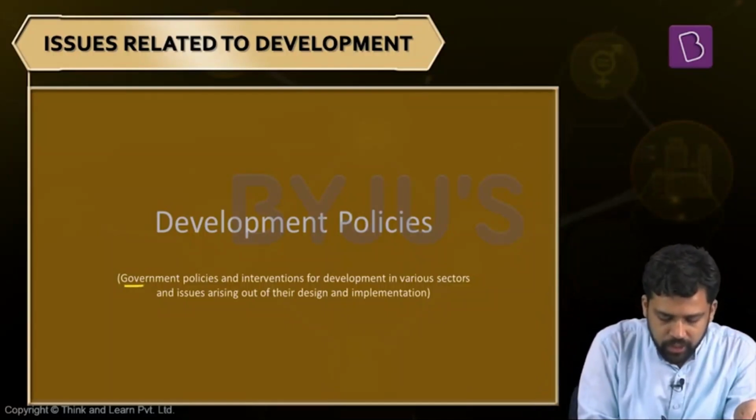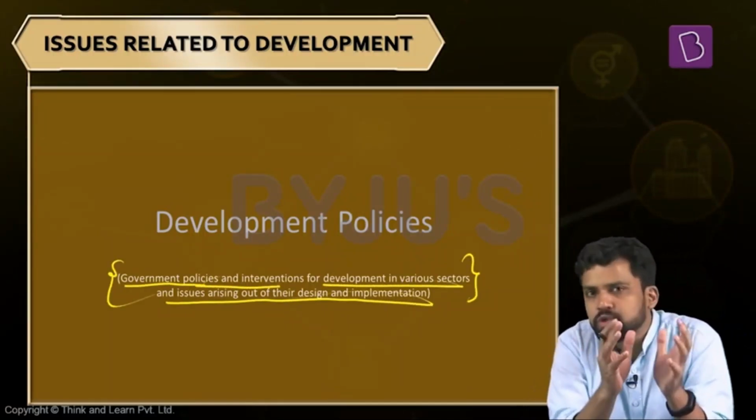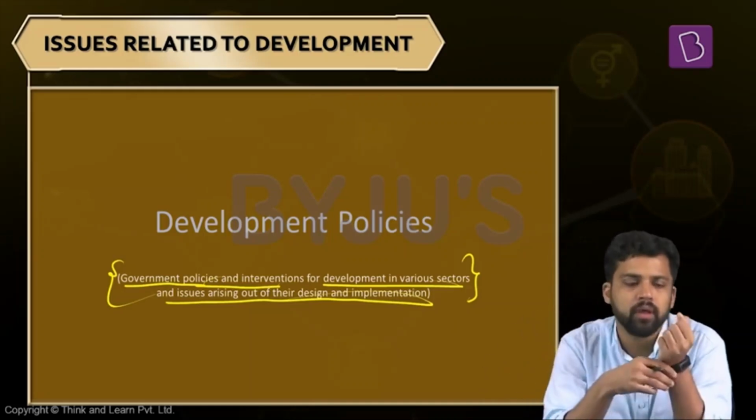GS paper 2 has provision for government policies and interventions for development in various sectors and issues arising out of their design and implementation. So, we'll take some issues, look at what policies exist in that field and what we can do to improve on them. So, we'll start with the topic.